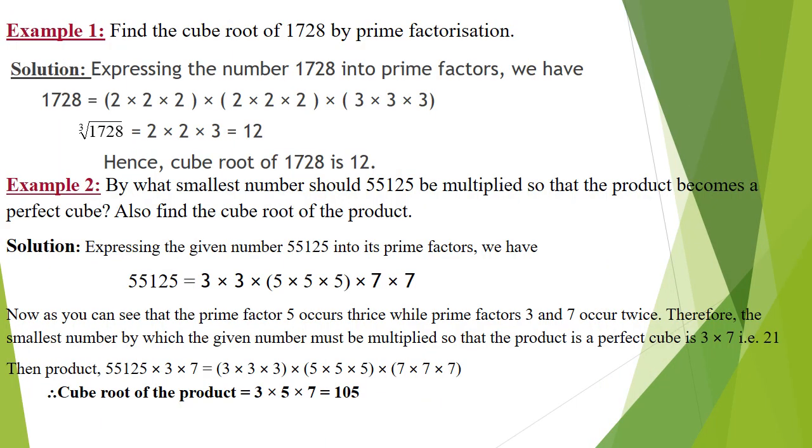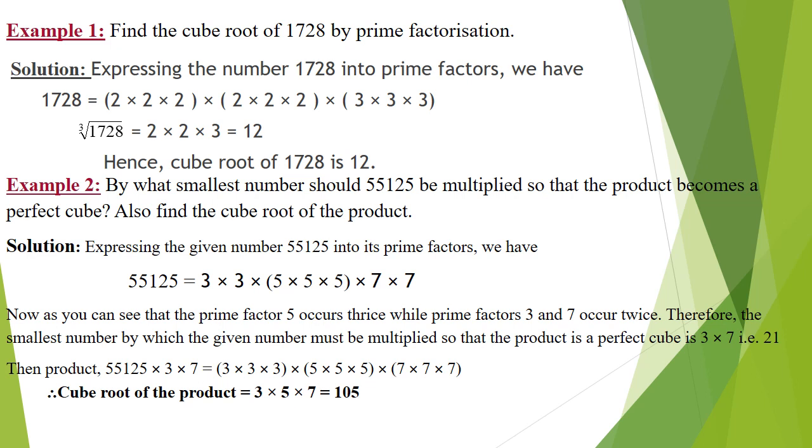Now we have some examples to understand how to find cube root. The first one is, find the cube root of the number 1728 by prime factorization. As discussed earlier, you have to first convert the given number into its prime factors. After you convert into prime factors, we have 1728 is equal to 2 into 2 into 2, there's one triplet of 2, into another triplet of 2, into a third triplet of 3.